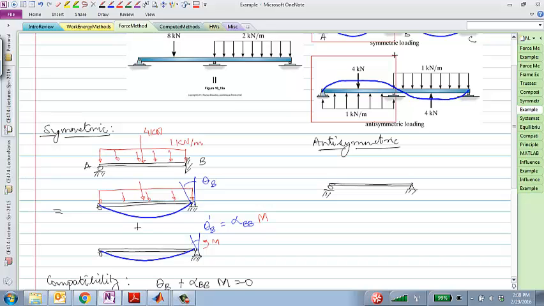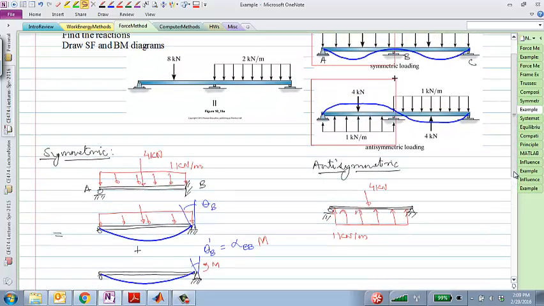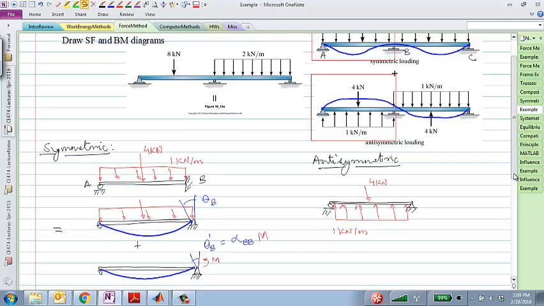Something like that. And to solve this system, I can solve this problem. And is this problem determinate or indeterminate? It's a determinate problem, right? So that's another benefit of making use of symmetry and anti-symmetry.